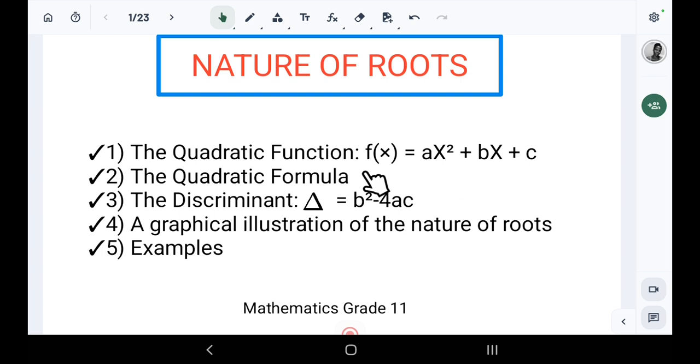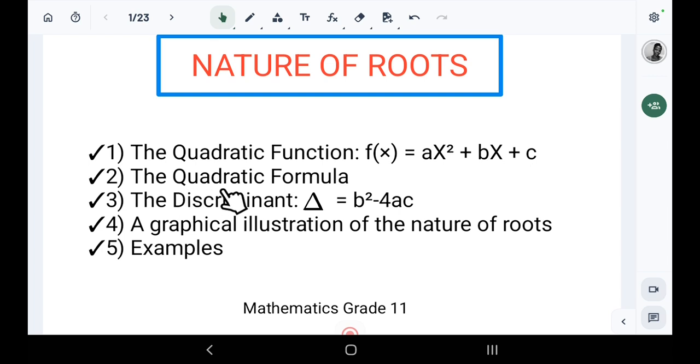In detail, we're going to look at the quadratic function, an equation, in its most basic standard form, the very same form you started learning about quadratic equations from in grade 9, and that is f of x equals ax squared plus bx plus c. You can also use y equals ax squared plus bx plus c. It means exactly the same thing.